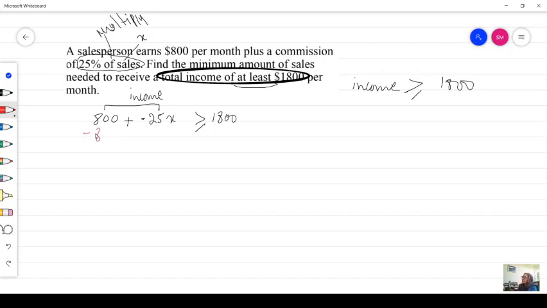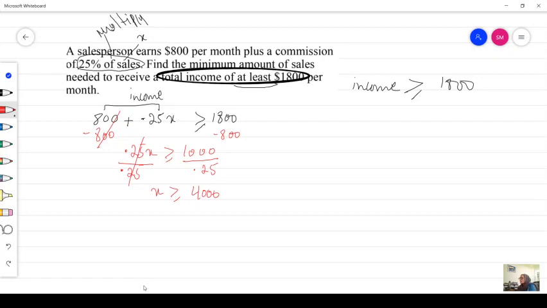I'm going to subtract 800 because 1800 and 800 are my like terms. Cancel out. I got 0.25x greater than or equal to 1000 when I subtract, and I'm going to divide by 0.25. And remember, I'm dividing by a positive number. In inequality, if you're dividing or multiplying by a negative, we have to switch the inequality sign. But since this is positive, we are not doing anything. 0.25 cancels, then x is greater than or equal to 1000 divided by 0.25, which gives me 4000.